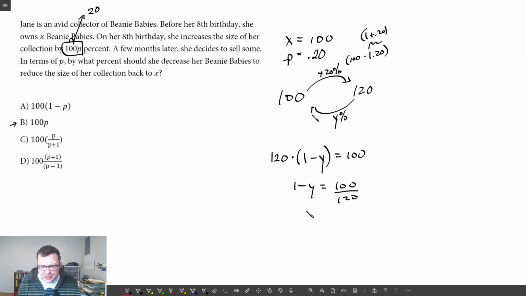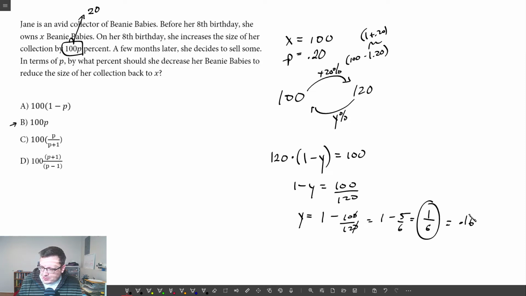So do some rearranging here. Actually, it'll be y equals 1 minus 100 over 120. That's the same thing as 1 minus 5/6, so that's 1/6. We can keep it that way, or turn that into a decimal if we like. This is the percent decrease. What would this be? It's going to be some annoying decimal. It's 0.16 repeating, so about a 16.6 repeating percent decrease.